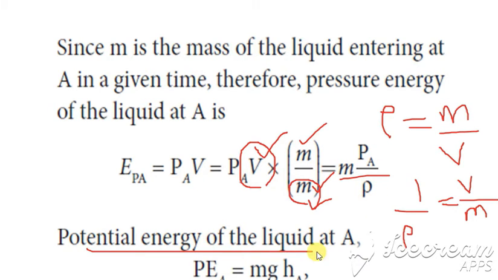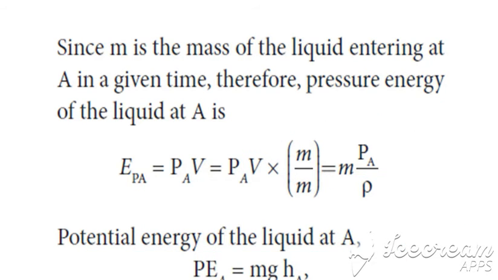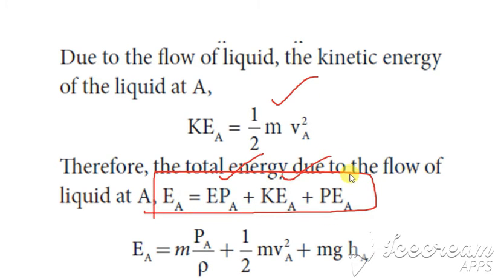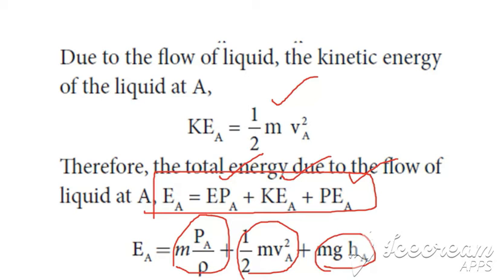Next is the potential energy. General formula for potential energy is what? M G into H. Next, for kinetic energy, the formula is what? Half m into v square. Now the total energy, so we are going to add all the three: pressure energy, kinetic energy, and the potential energy. Yes, so this is for the point A.